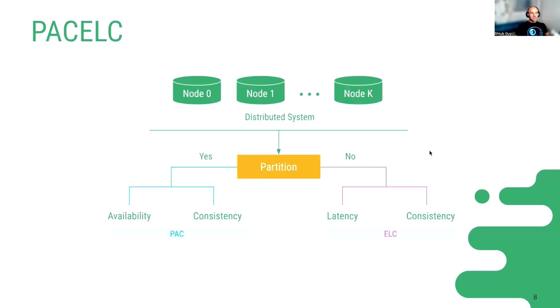An extension of this theorem is called the PACELC theorem, and it talks about what happens when there is a network partition. So if there is a network partition, we go back to the previous slide and we have to choose between availability and consistency. However, if there's no network partition, if the network is working as expected, then there's another trade-off that we have to consider, and that one is between latency and consistency. Okay, so that makes sense.